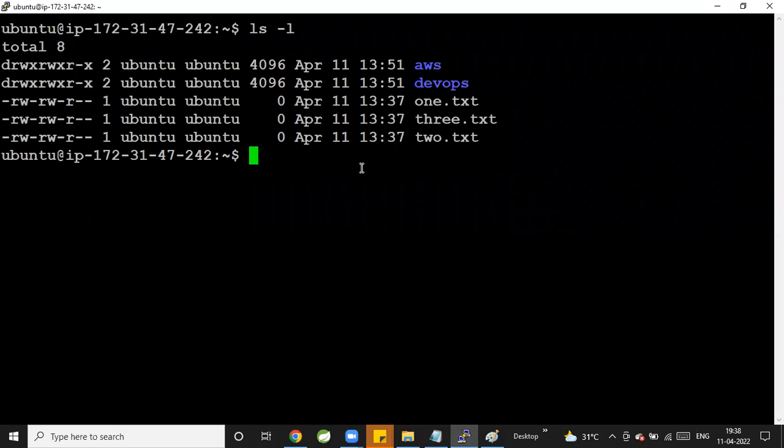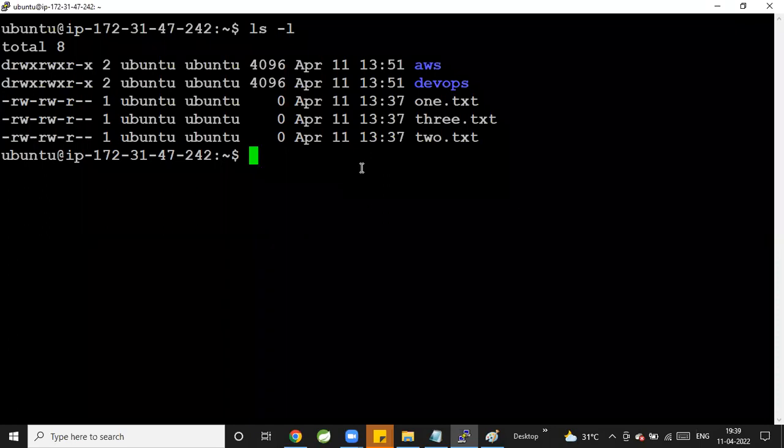Perfect, guys. Now you understood what is file permission in Linux, how to understand file permissions, what is rwx, what are user permissions, group permissions, and others permissions. Are you able to understand this? Easy, difficult? Both easy, right? Now, I want to change the permissions.